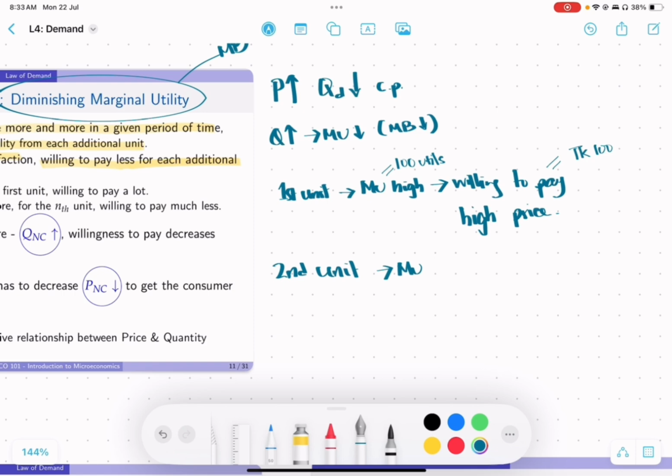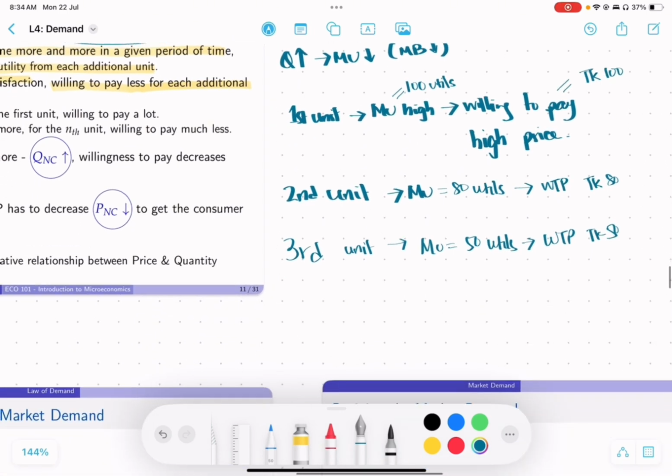Let's say second unit, your marginal utility falls to 80 utils. In that case, you're willing to pay, I'm going to call it WTP, let's say taka 80. Third unit, let's say your marginal utility falls to 50 utils. In that case, your willingness to pay falls to 50. So you see, what am I showing?